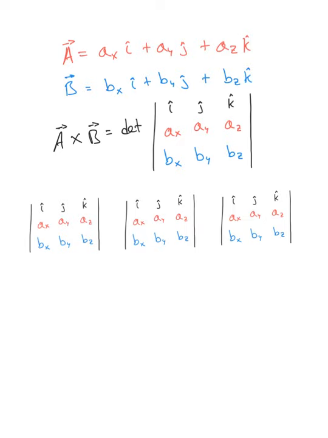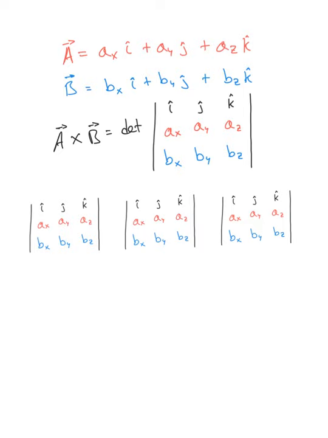Now that we've seen how to find the direction of a cross product using the right-hand rule, let's learn how to mathematically calculate the magnitude and direction of the vector that results from a cross product. In order to do this, I've written down two arbitrary vectors in 3 dimensions. They each have some x, y, and z component.